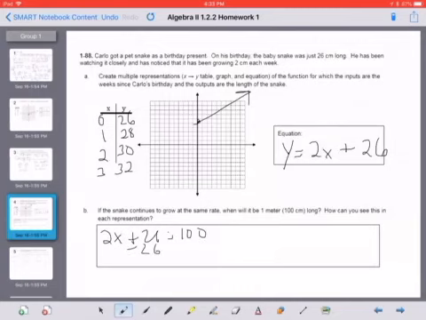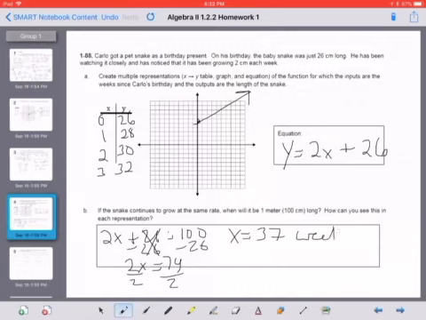And then I solved. Minus 26. So 2x equals 74. Divided by 2, and I got x equals 37. So it would be at 37 weeks. And then you should have written where you could see it in each representation.